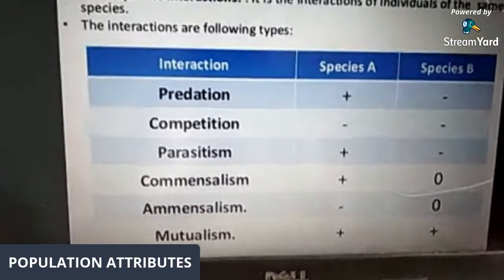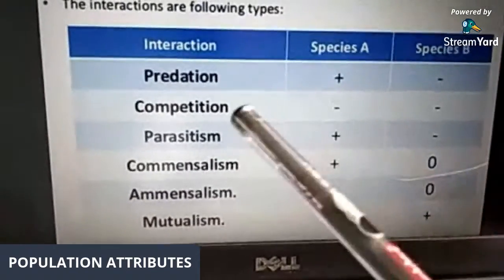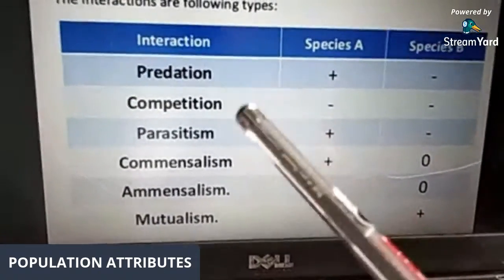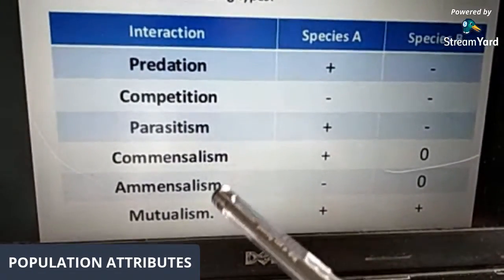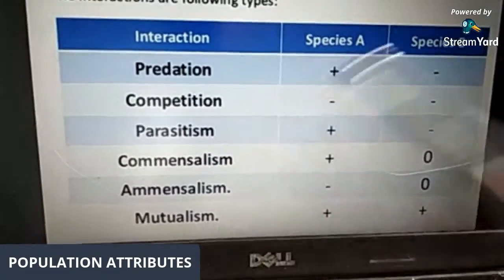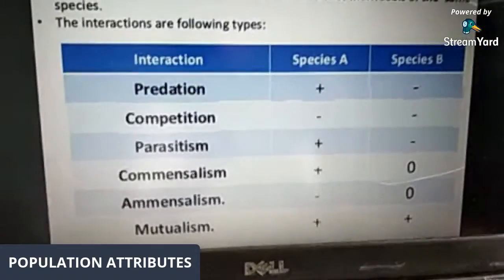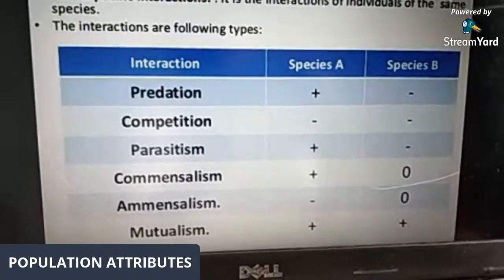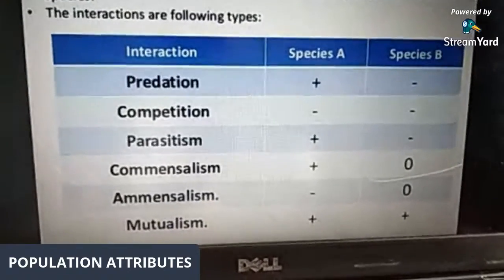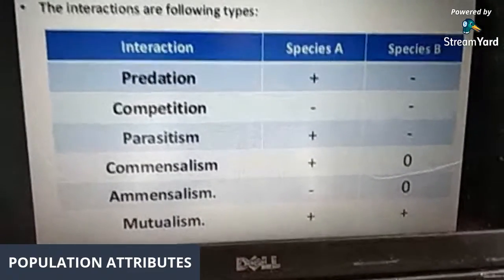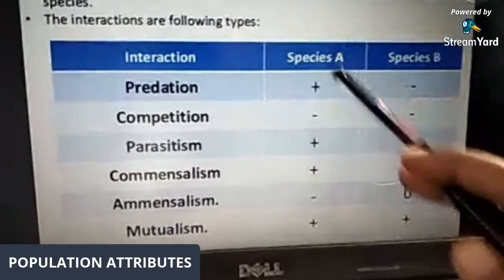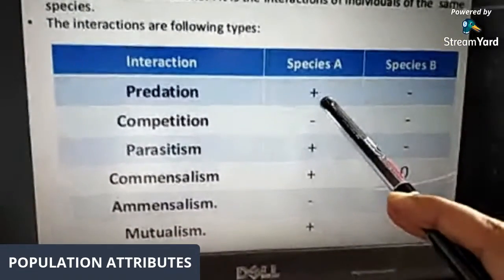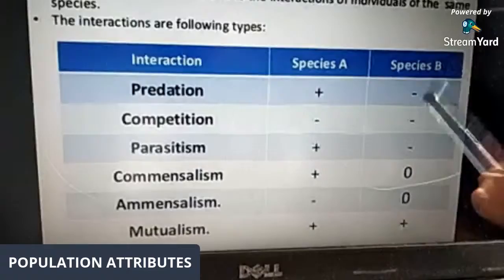Different kinds of interactions are there, and they have different names. The first one is predation, second is competition, third is parasitism, fourth is commensalism, fifth is amensalism, and sixth is mutualism. So what happens in predation between two species? When two species interact through predation, one species will be benefited and the other one will be harmed.